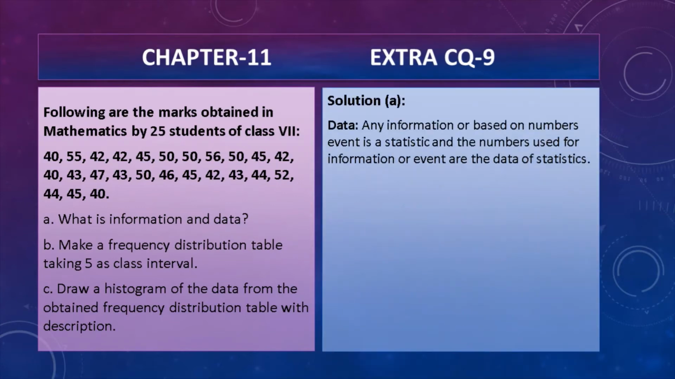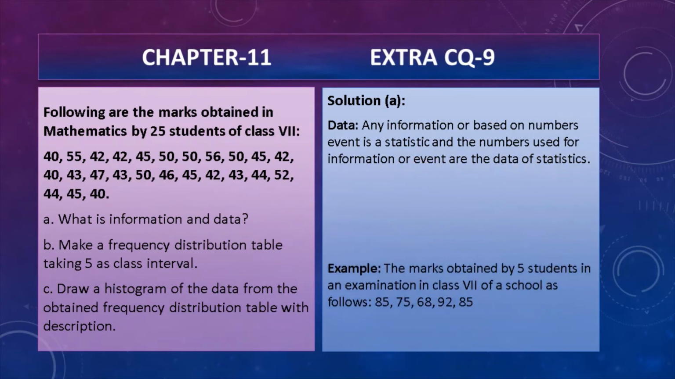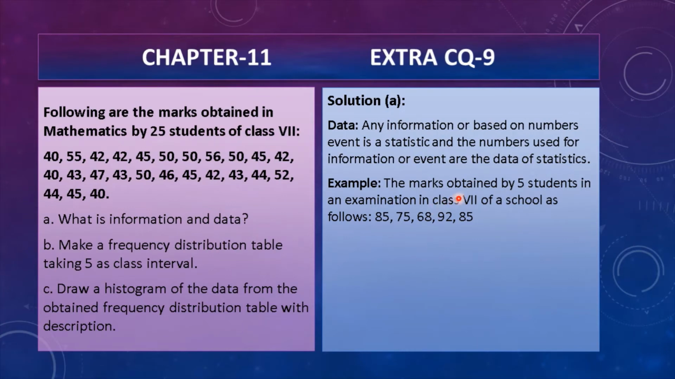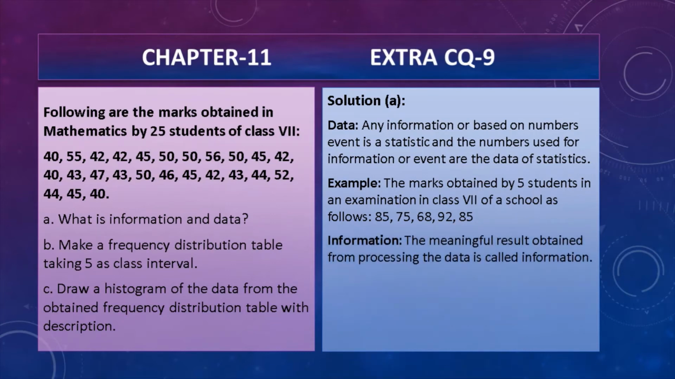Let us see the solution, my dear. Solution number A, data. Any information based on numbers or events is a statistic, and the numbers used for information or events are the data of statistics, my dear. Let us see the example. The marks obtained by 5 students in an examination in class 7 of a school are as follows: 85, 75, 68, 92, 85. So these are the data of statistics.